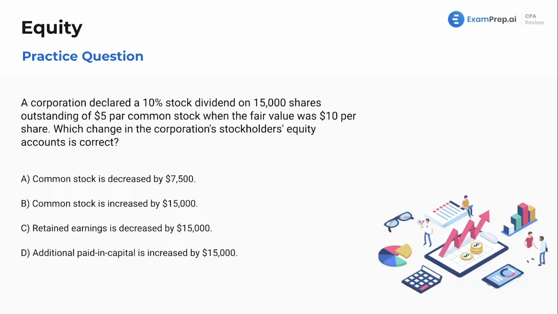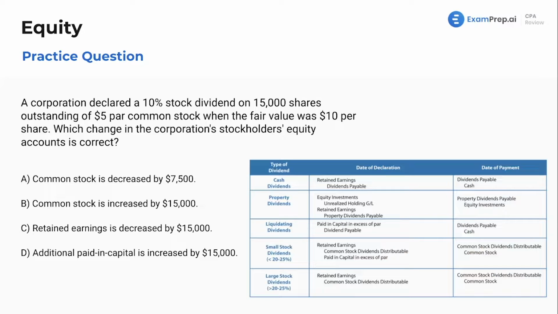So, the best way to approach this is to be familiar with a lot of the journal entries that have to do with the declaration of dividends, the paying of dividends, be it cash dividends or property dividends. Here is a pretty good listing of all of the dividend journal entries that you might see. So in this case, let's take a look. We've got a stock dividend. So a stock dividend is going to be considered which type of these? I'll give you a second to think about it.